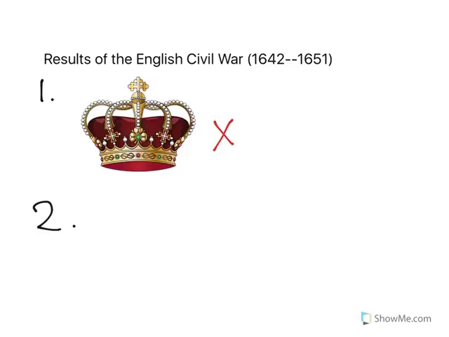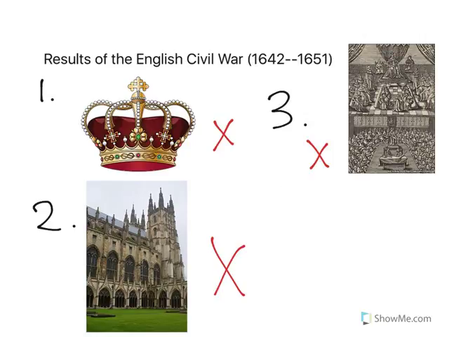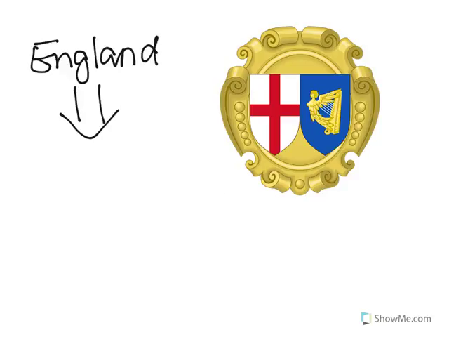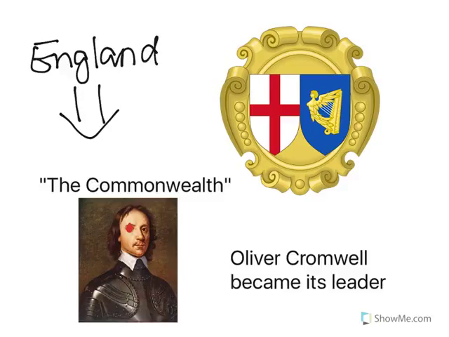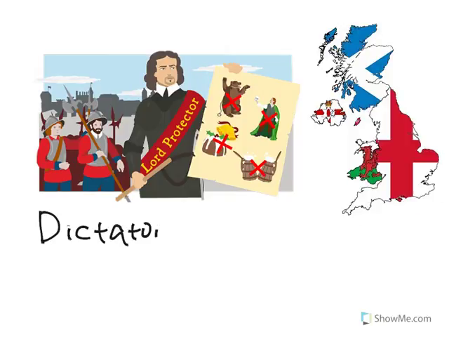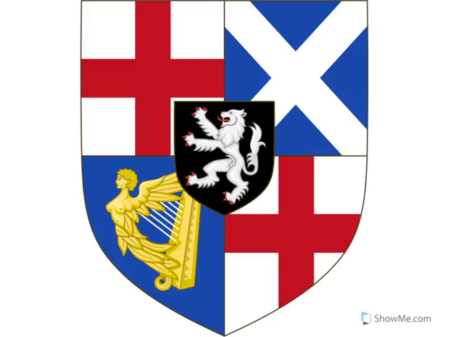So the result of the Civil War is that Parliament's House of Commons abolished the monarchy, the House of Lords, and the Church of England. England became a republic called the Commonwealth, with Oliver Cromwell as its leader, the guy that led the Roundheads against the Cavaliers. But in reality, he's not any better than Charles I. He's kind of a dictator and takes the title of Lord Protector of England, Wales, Scotland, and Ireland.